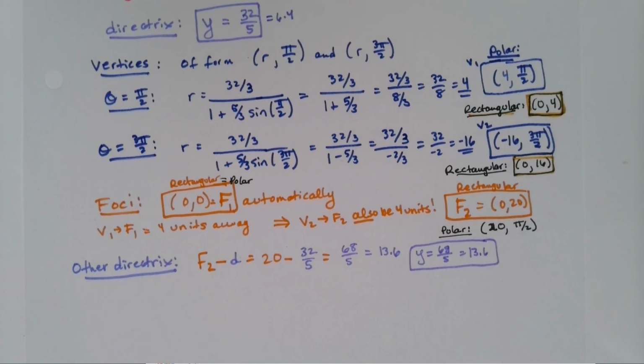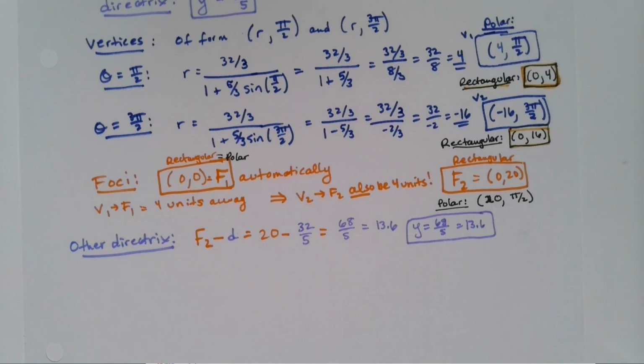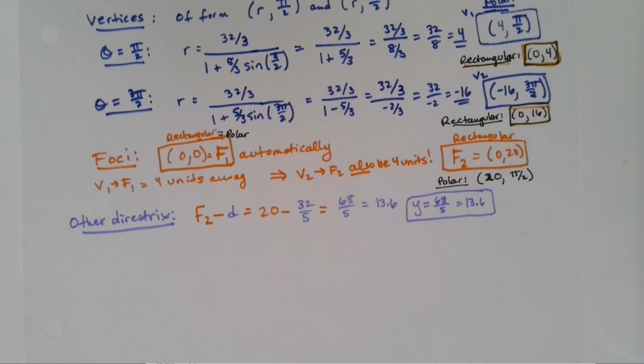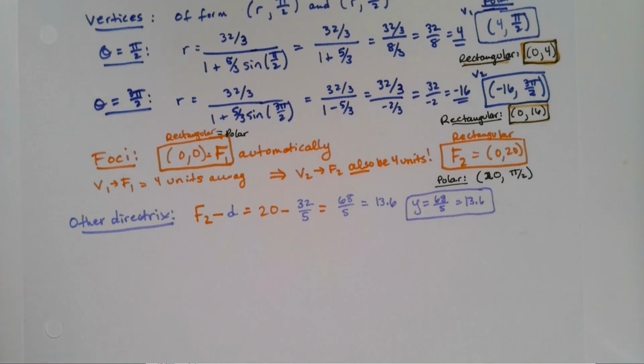Other directrix is found. All right, then it also wants the asymptotes. Now, to find the asymptotes, we're going to need a and b, right? Because we don't have any polar form, because those are diagonal lines. So let's think about the length of the major axis.